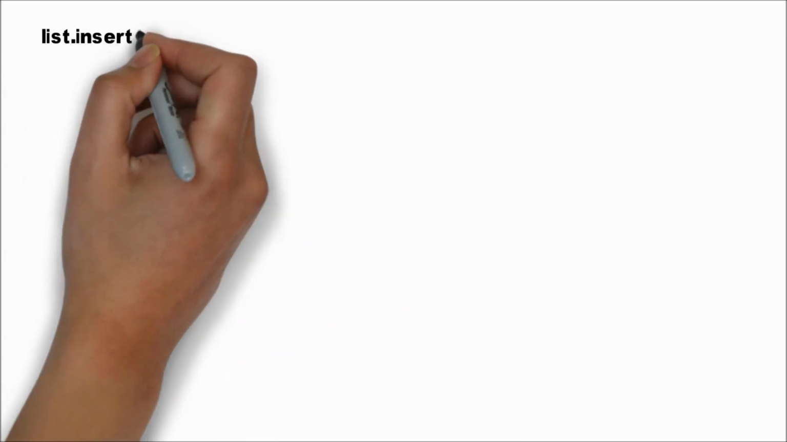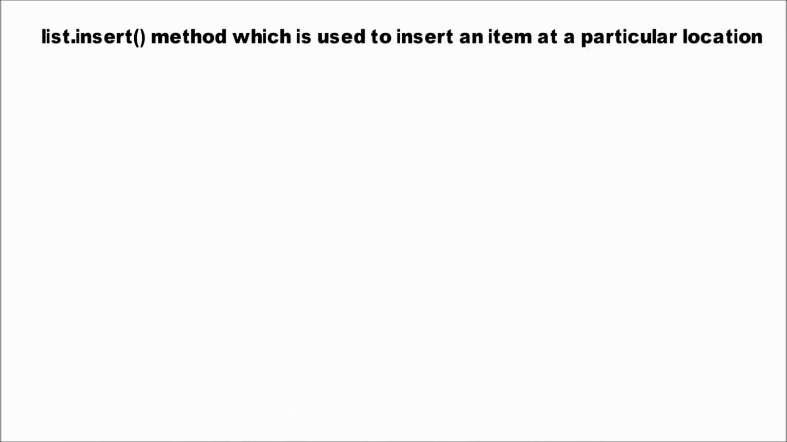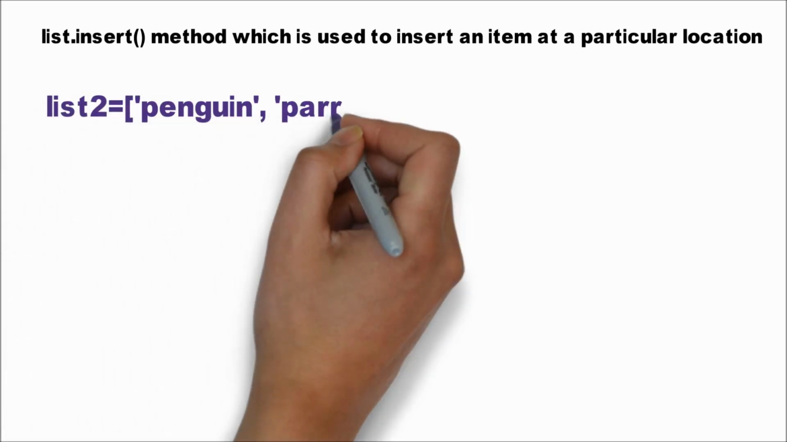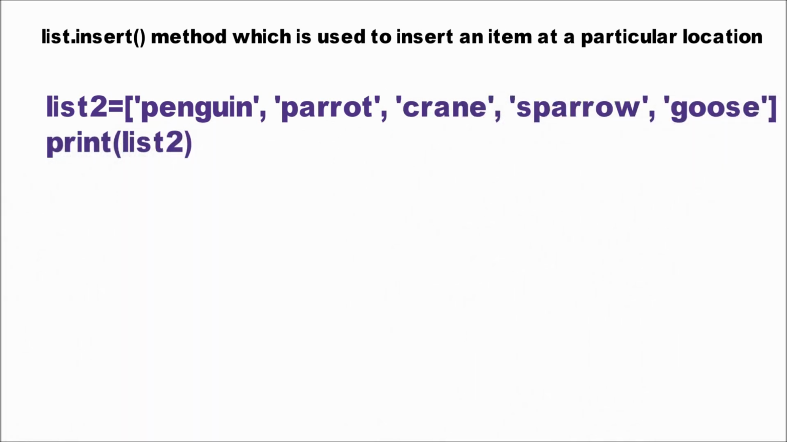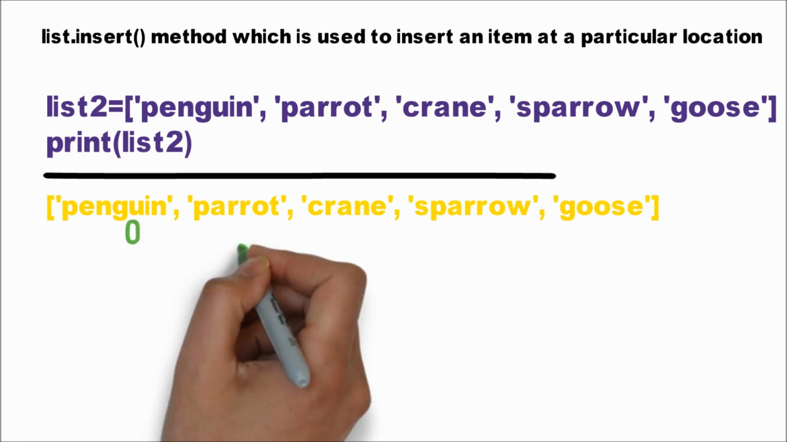Next, let's look at the list.insert method, which is used to insert an item at a particular location. Let's declare a list2 equal to penguin, parrot, crane, sparrow and goose. Let's say we want to insert owl in the 3rd position or 2nd index.